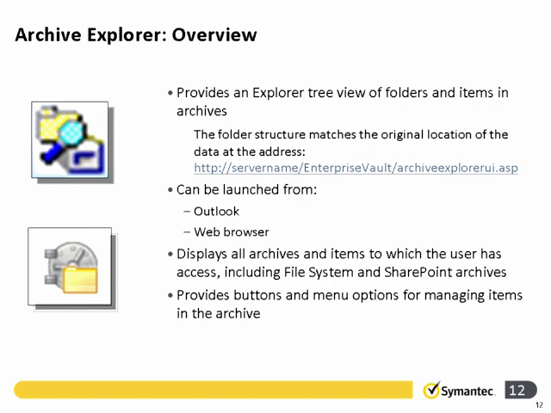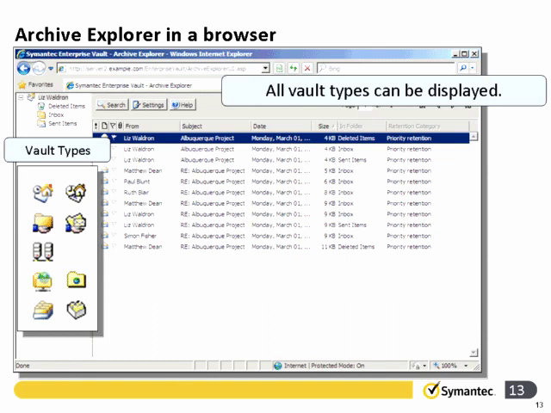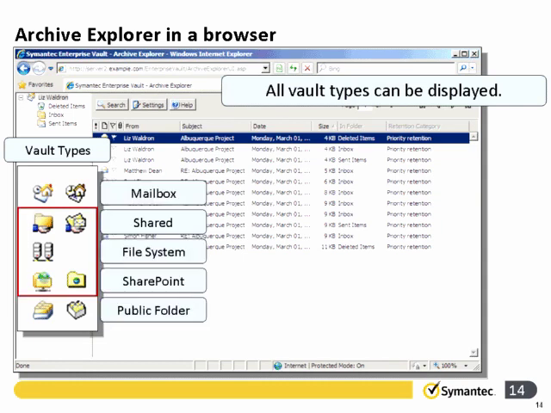And it will provide buttons and menu options for managing the items that you are, in fact, browsing inside of the archive. This shows you an example of what it looks like if you open up Archive Explorer in a web browser type of application. You can go through and see all the variety of different vault types that are available to us. These can include the mailbox, shared items, file system, SharePoint, public folder, and this is all going to be based upon what you have permission to be able to see in your environment.